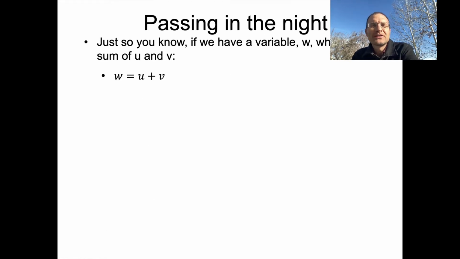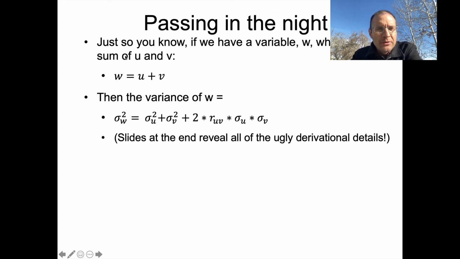Okay, so where does this come from? Just so you know, this is part of the math that I'm sticking at the end of the lecture. If we have a variable that's the sum of two other variables, let's call this sum variable W and the other two variables U and V, then the variance of W is going to be equal to the variance of U plus the variance of V plus 2 times the correlation between U and V times the standard deviation of U times the standard deviation of V.